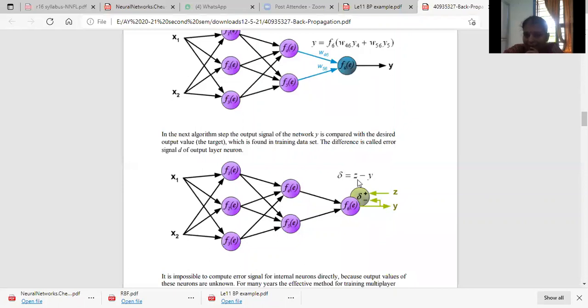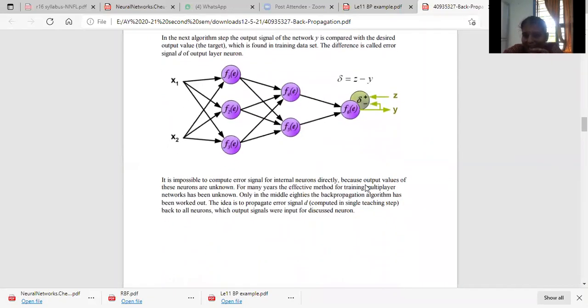Okay, you compare your desired value with your calculated output value, and the difference is the error. If the desired value is achieved, you need not go for backpropagation. But definitely it will not achieve the desired value, so you need to propagate this error through all the neurons in each layer.